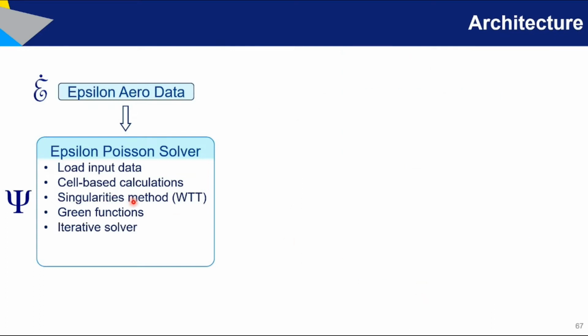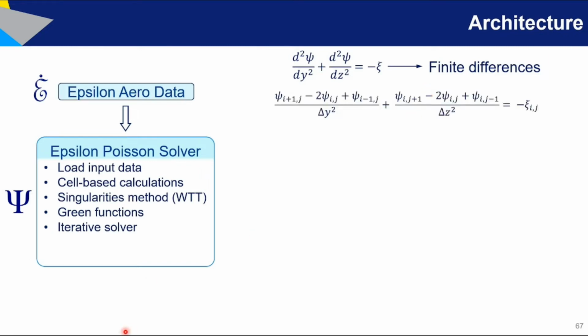Basically, the singularities method and Green's functions are the two approaches that are actually coded in Paraview. In older versions, you have the iterative solver, and this is well known because you start from your Poisson equation. What you provide is a solution based on finite differences. This is the same equation discretized. It requires an iterative numerical solution.